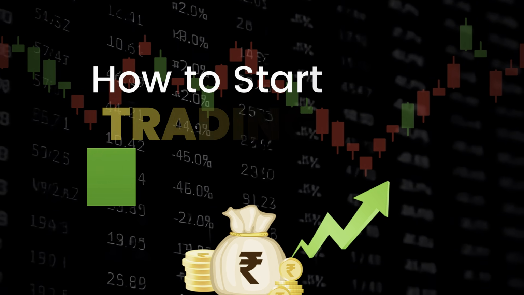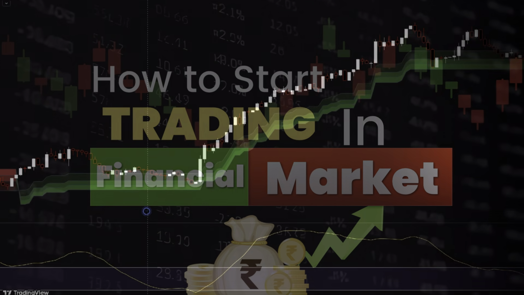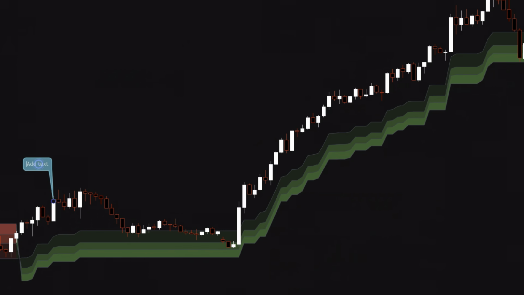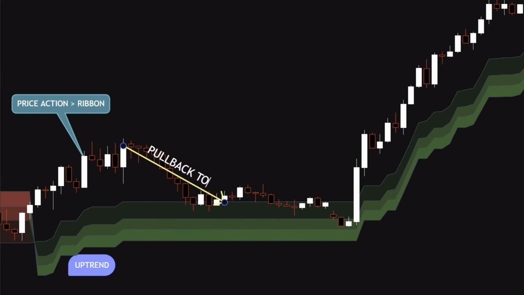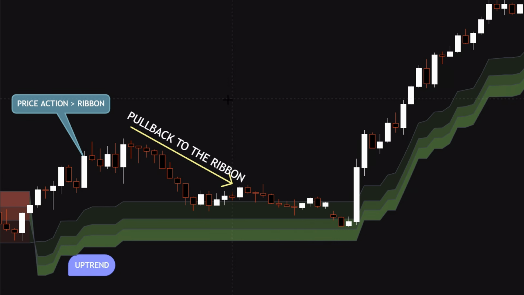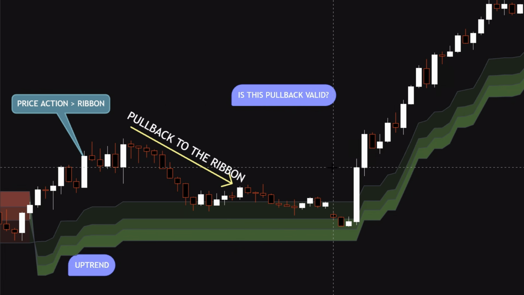The strategy is used on the XAUUSD 15-minute time frame. For a buy setup, we first need price action to be above the green ribbon. This tells us the market is in an uptrend. But we do not enter immediately, we wait. Price needs to pull back toward the green band. This pullback is important because we are looking for a better entry location instead of chasing price after it already moved.